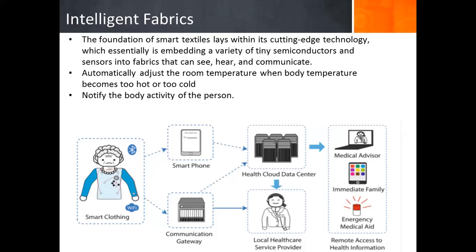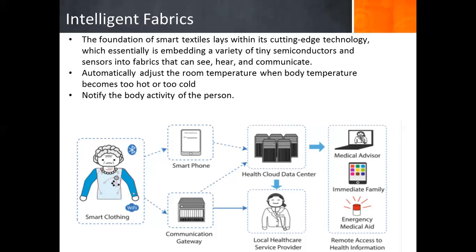Because what actually happens with the intelligent fabric is that you are putting a number of semiconductors and sensors on your fabrics. Why are you putting them? Just to analyze your body regulations throughout the day. It is going to identify, analyze, and study all the activity of your body, and if it finds some abnormality in your body, it is going to notify you.